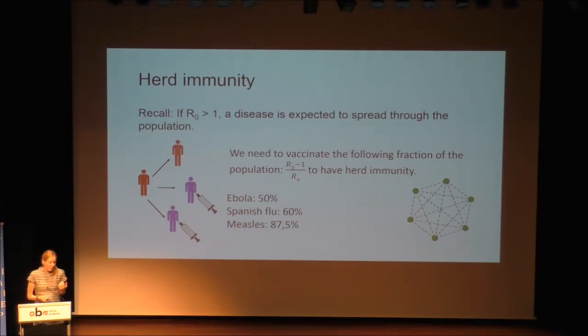And so we find the higher the R naught, the higher the vaccination rate needed to obtain herd immunity. For Ebola, this is 50%. For Spanish flu, it's roughly 60%, and for measles, it's as high as 78.5%.